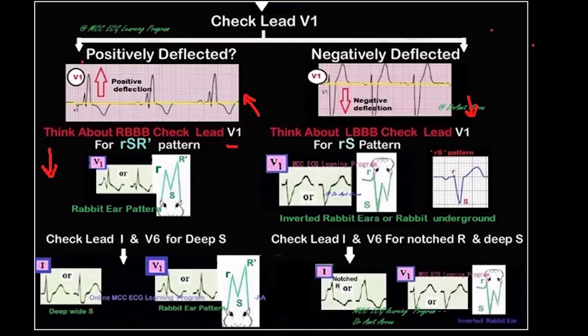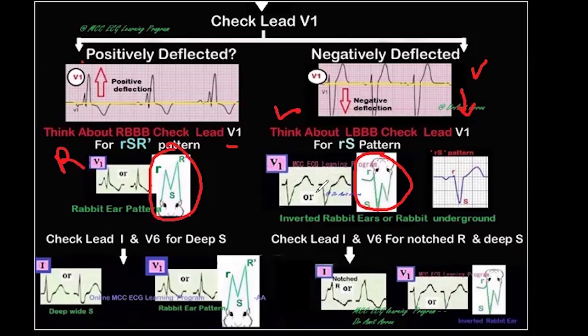And suppose the complexes are negatively deflected, check for the most part, you can see negatively deflected and also broad. Then think about left bundle branch block, and in V1 go and check the morphology, and you can also just learn this by inverted rabbit ear pattern or this by rabbit ear pattern. Right bundle branch block, this is right bundle branch block, this is left bundle branch block.